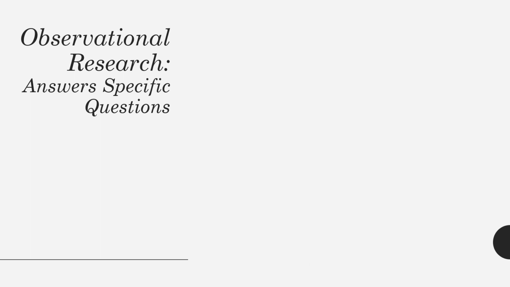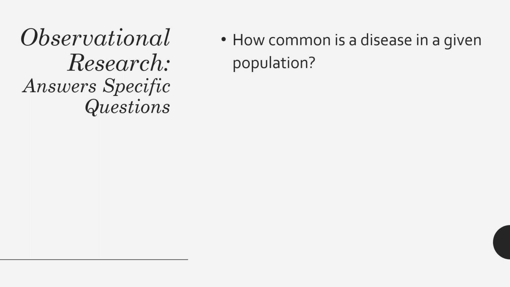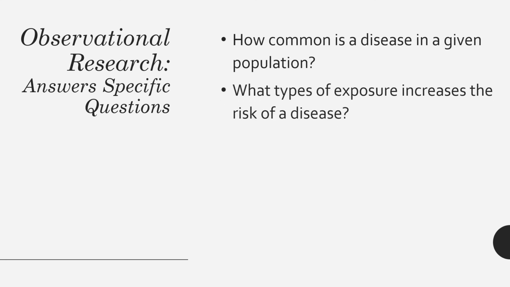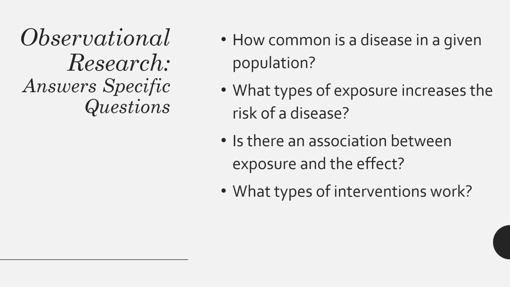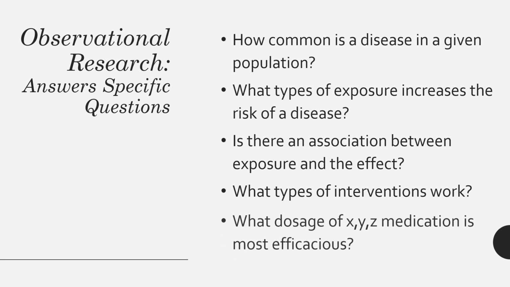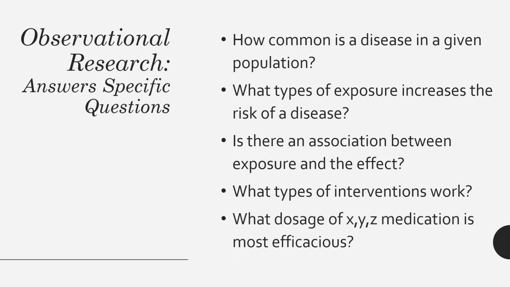So observational research really answers some specific questions. We're looking at things like, how common is a disease in a given population? What kinds of exposure increase the risk of a disease? Is there an association between exposure and the effect? And what type of interventions might work for this particular group? What dosage of X, Y, and Z medication is most efficacious?